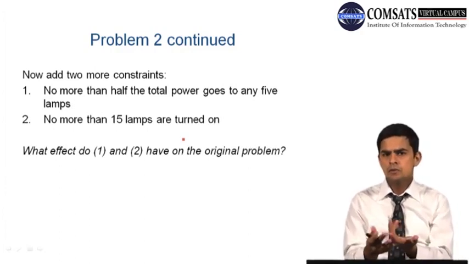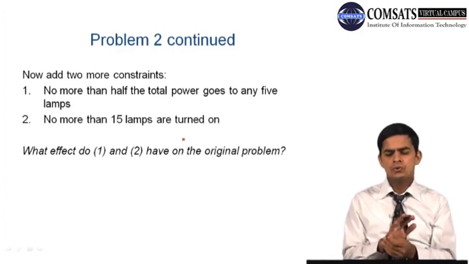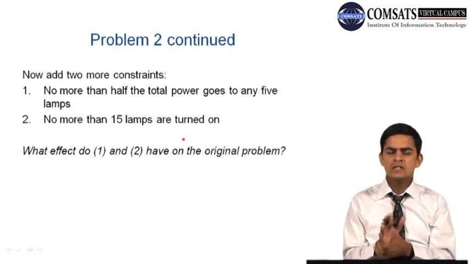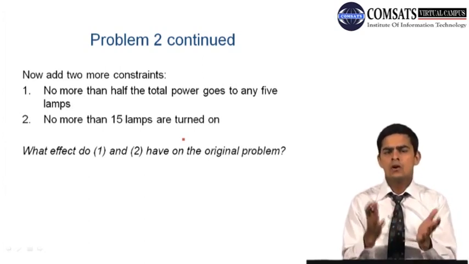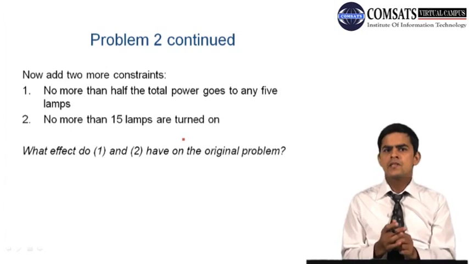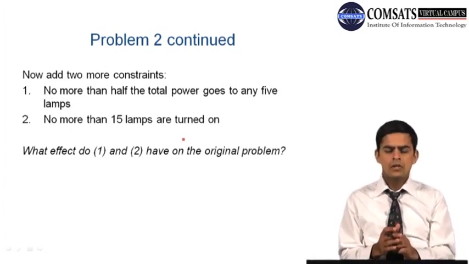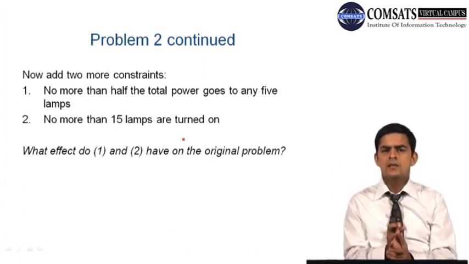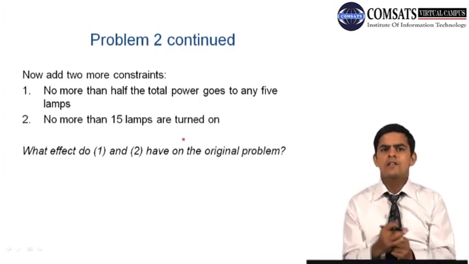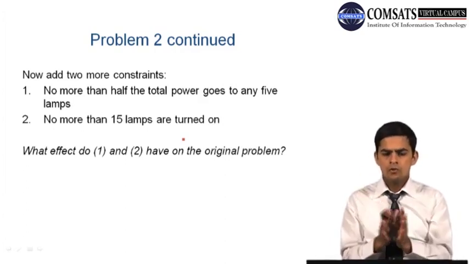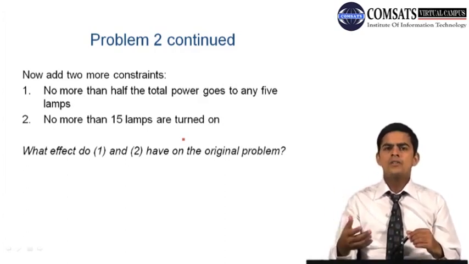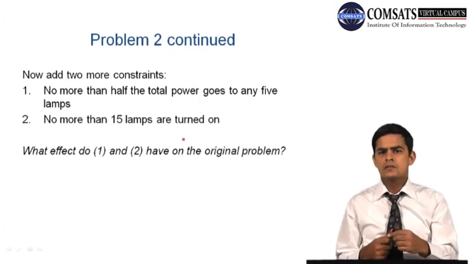And you can also apply another restriction that you don't want to turn on more than 15 lamps. 15 lamps is already a lot of lights turned on, because they will use a lot of electricity. So we say that no more than 15 lights will be turned on at the same time, so that we can save electricity. Okay, so you want to again optimize the solution of this problem while taking into consideration all these things.